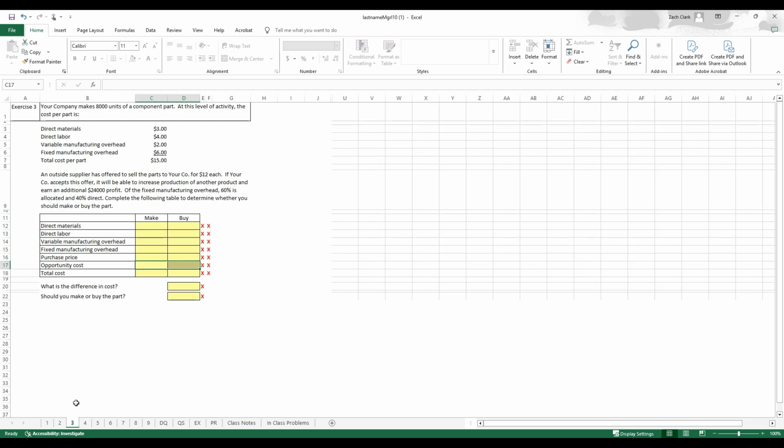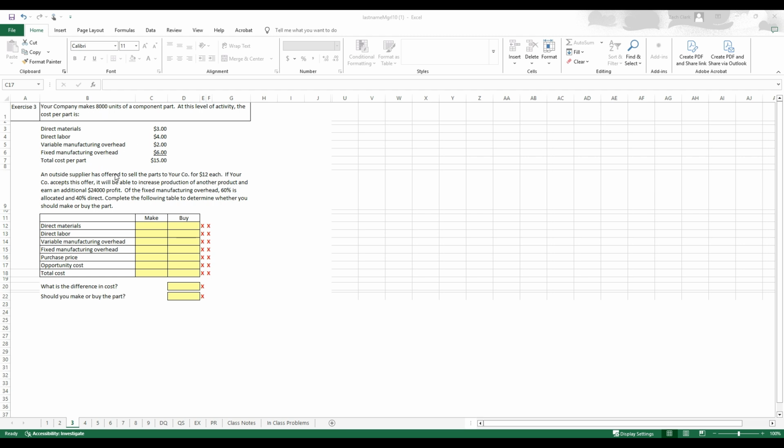So, all right, let's move on to the next exercise here. On tab number 3, we're looking at an example of, is this a make or buy type of problem? Our company makes 8,000 units of a component part. At this level of activity, the cost per part is $3, $4, $2, so a total cost of $15. And again, we're making this currently.